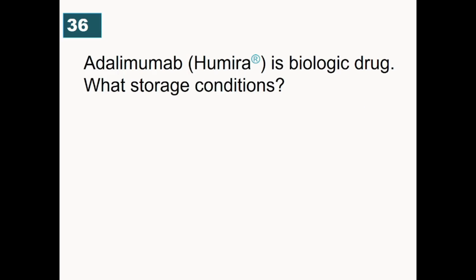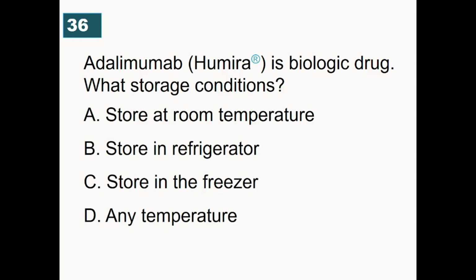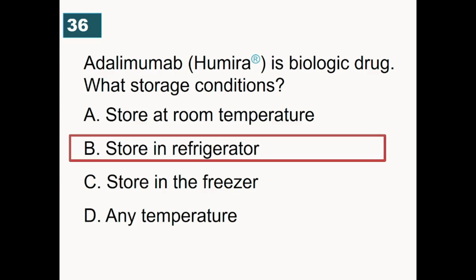Next question is about biologic stability. Adalimumab, brand name Humira, is a biologic drug. What storage condition? A. Store at room temperature. B. Store in the fridge. C. Store in the freezer. And D. Any temperature. The correct answer is store in the refrigerator.